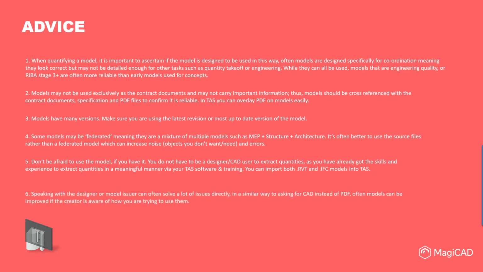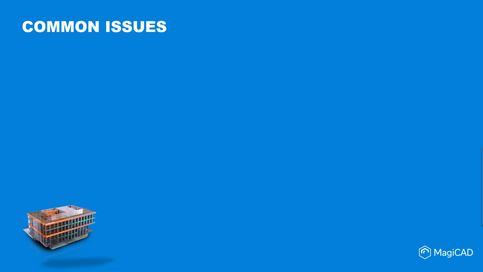Aside from this, another advice would be, if you can, speak with the designer or model issuer. That can often solve a lot of issues directly, in a similar way to asking for CAD instead of PDF. Often models can be improved if the creator is aware of what you're trying to use them for. If you do have an ability or do have contact or have any sort of interaction, definitely ask for it. It will make your life a lot easier, and you will have a more reliable model.